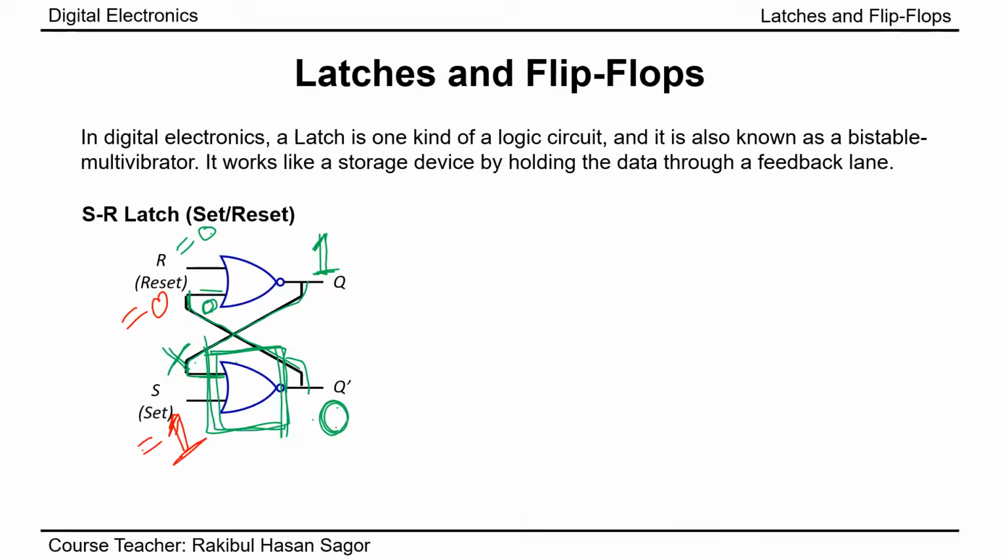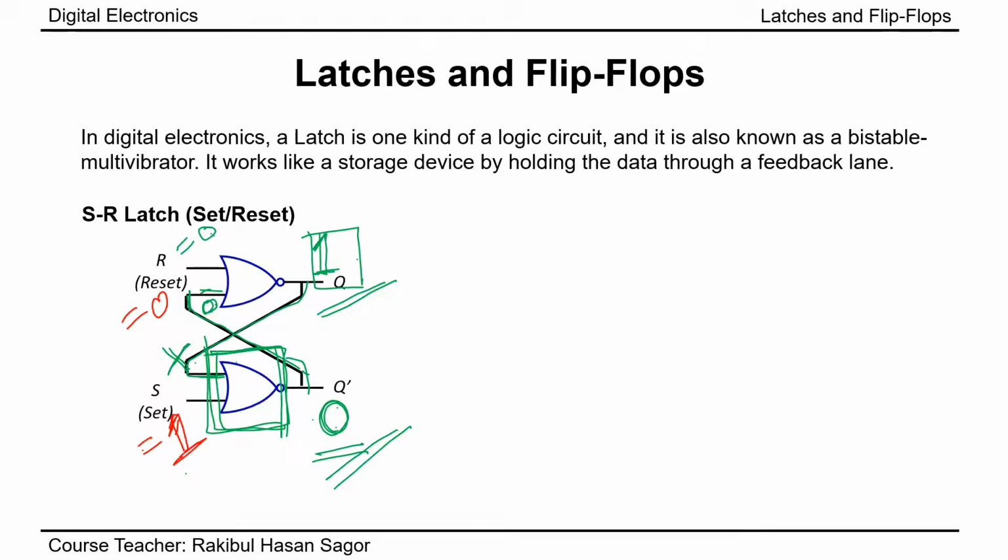So this one and this one will again give me the 0 output, and this 0 will appear here, and this 0 0 will give me the 1 output, and this 1 and 0 is the stable output. So for s equal to 1 and r equal to 0, I am getting q equal to 1 and q bar, or q prime, equal to 0. And this is the stable output.